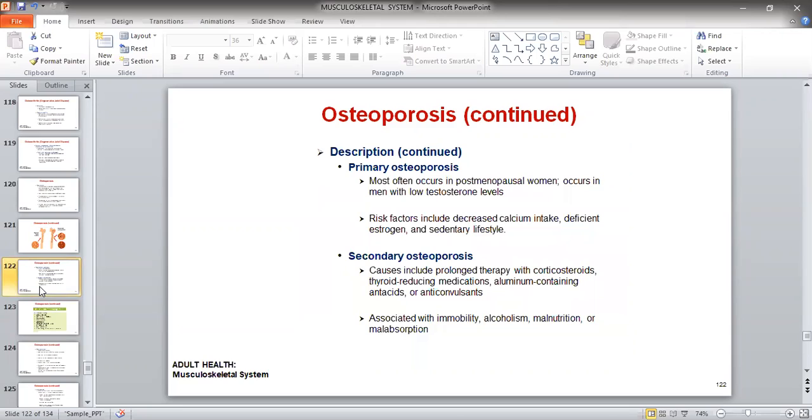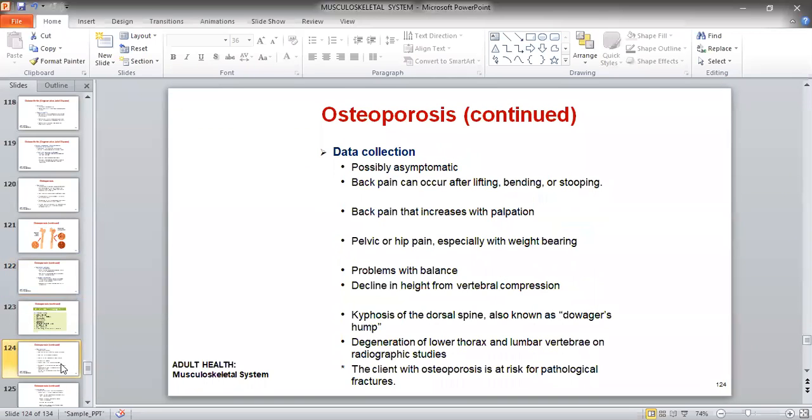There are two types of osteoporosis, primary and secondary. Primary osteoporosis most often occurs in postmenopausal women, and secondary occurs with prolonged medical treatment like corticosteroid therapies, or aluminum-containing antacids or anticonvulsants. They cause secondary osteoporosis.